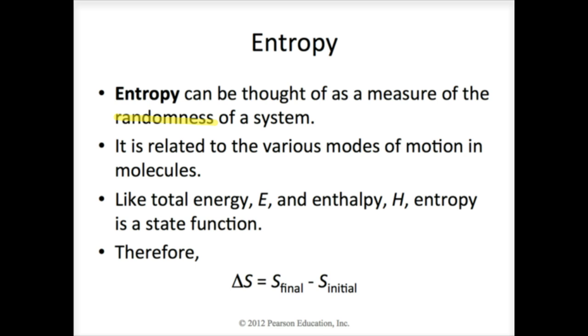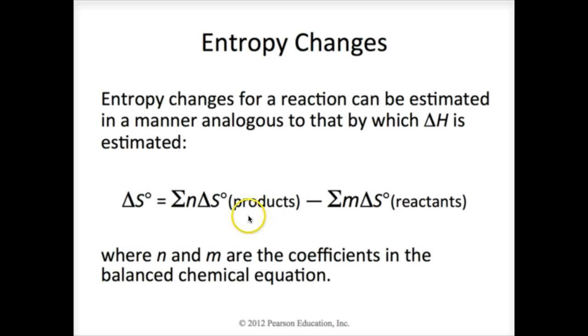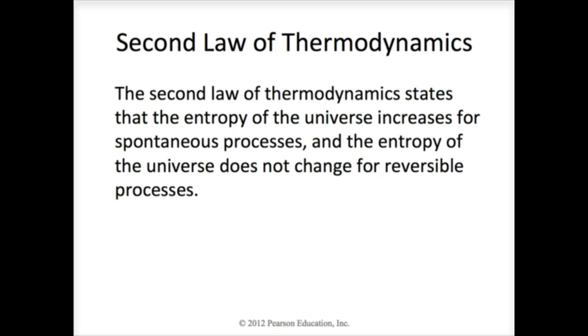Notice that entropy is a state function, meaning all we have to care about is final minus initial, and we would set it up exactly the same way we did enthalpy, meaning it's basically products minus reactants. So I take the total entropy of my reactants and the total entropy of my products, and that's where I get my total change in entropy.